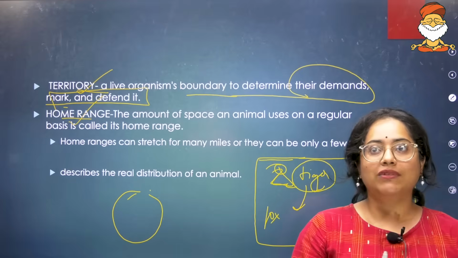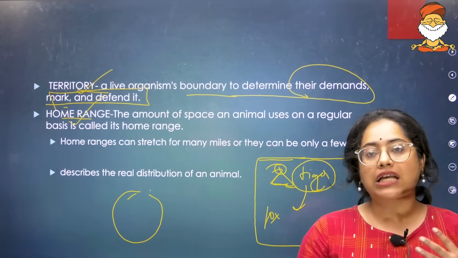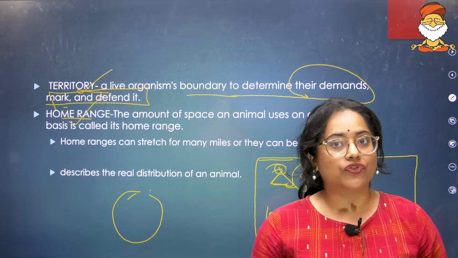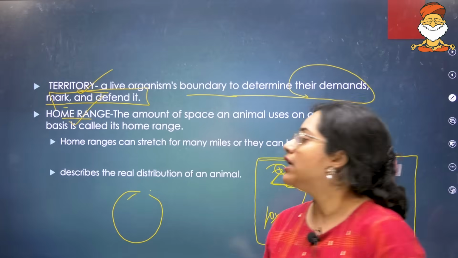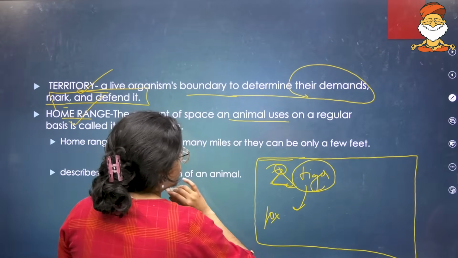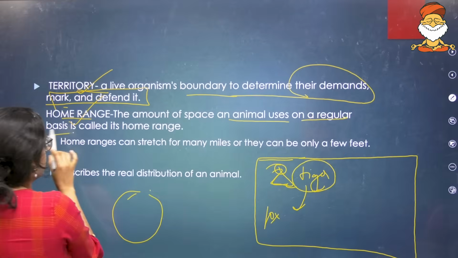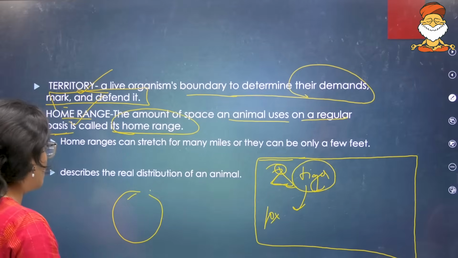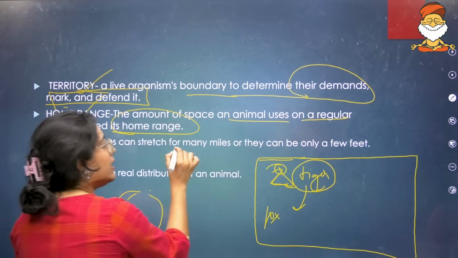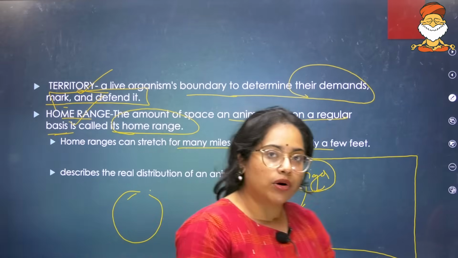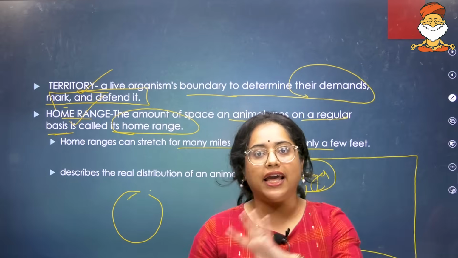Okay. This home range has something to do with the daily activities of an animal. Okay, the amount of space an animal uses on a regular basis is called its home range. Okay, it can stretch for many miles or they can be only a few feet. Now, let's for a moment compare home range and territory alone.